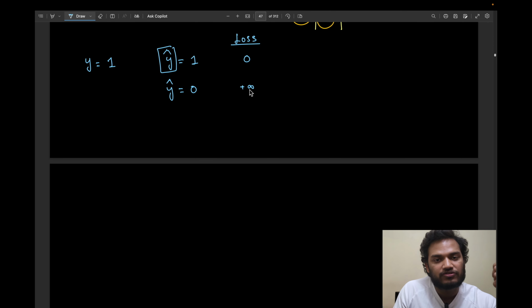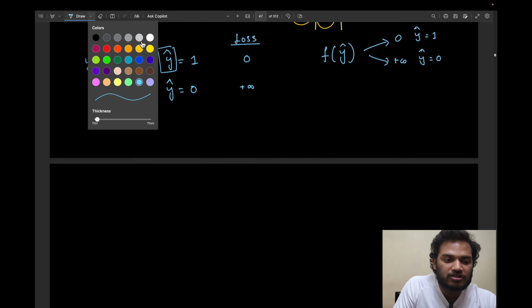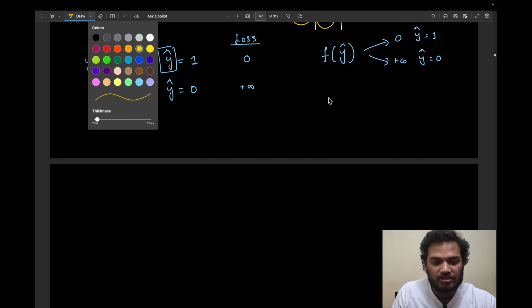So can anyone think of such function? Like here, f of y cap. So this function should be giving 0 when y cap equal to 1, and this function should be giving plus infinite when y cap equal to 0. So just think it and write down in the comment section. Now I'll be discussing it.